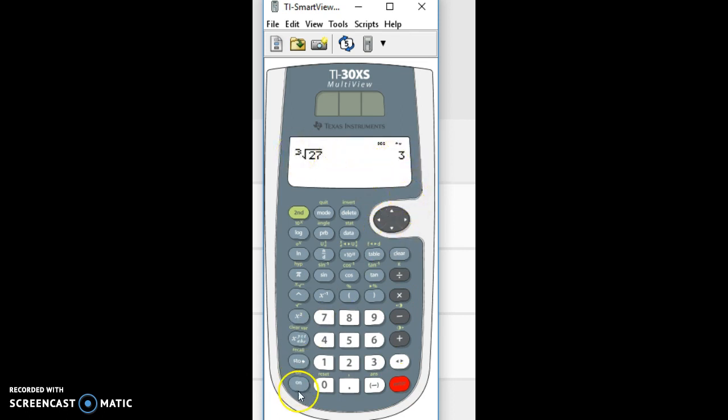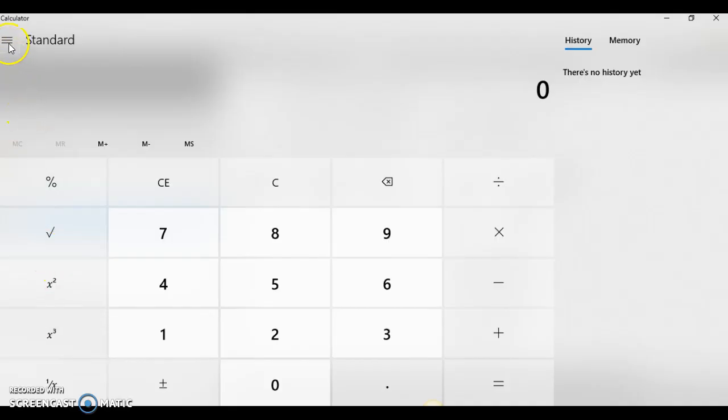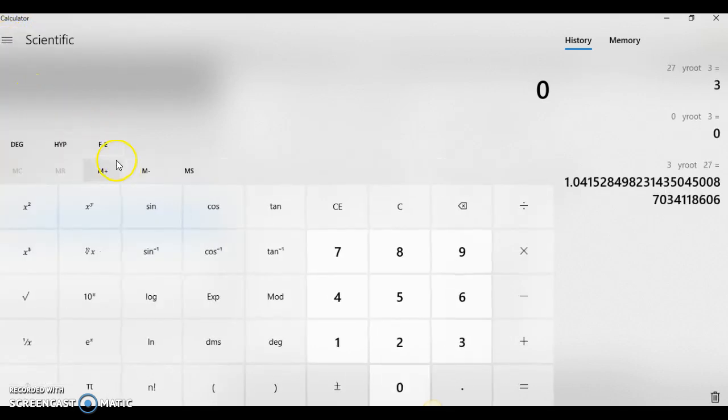I'm also going to show you if you are using a computer calculator. Okay, so if you're using the computer calculator, the first thing you would want to do is change it from standard to scientific. That gives you a lot more options.